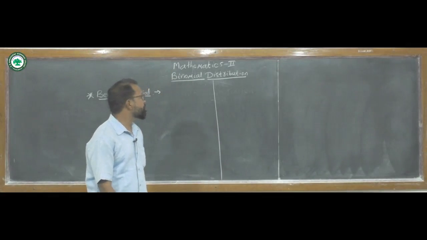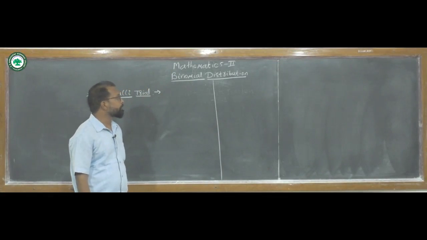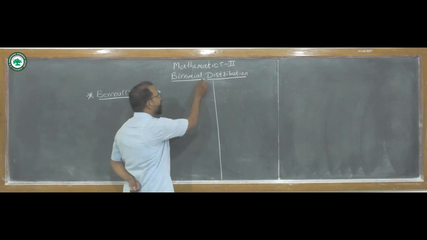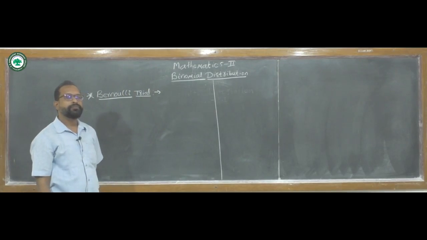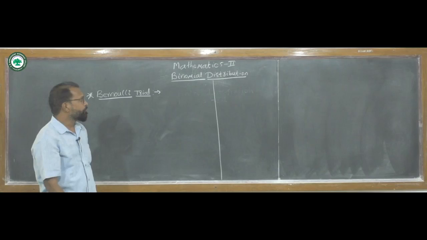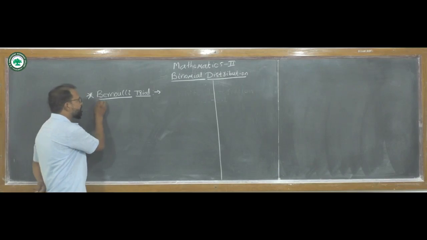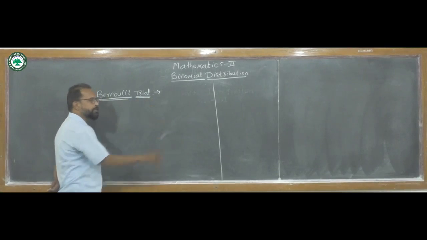Today we study the chapter Binomial Distribution from Mathematics paper 2nd. This is the first lecture for this chapter. Now in this chapter we have to study a main concept that is called a Bernoulli's Trial.